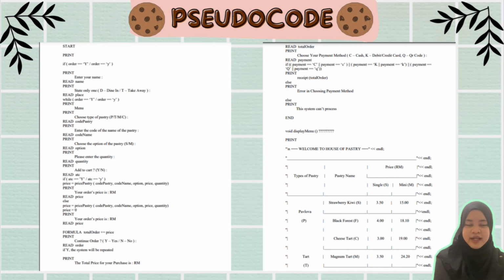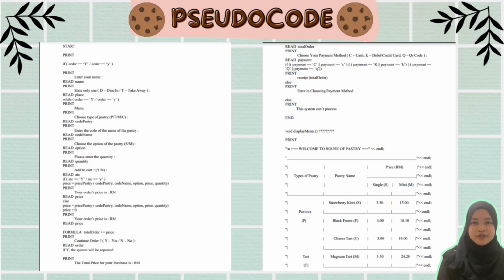To start this program, the customer will choose what to order. Then it will display enter your name and the customer will input their name. Then it will display state only one, D for dine-in or T for takeaway. So the customer will make a decision for the place. After that, it will display the menu and choose the type of pastry, P or T or M or C. The customer will choose the pastry code.